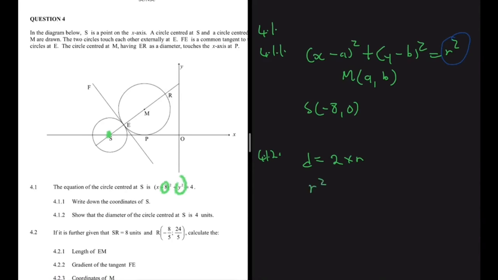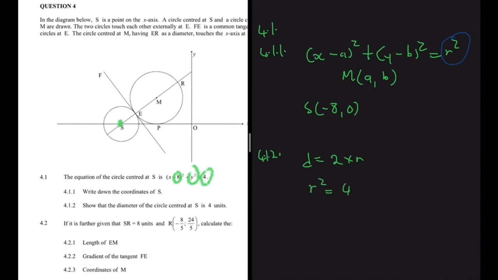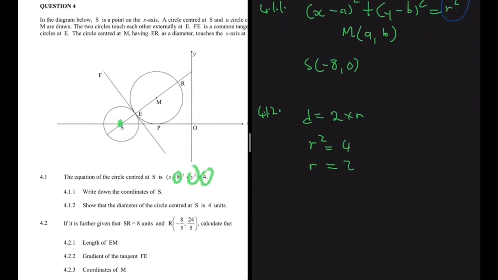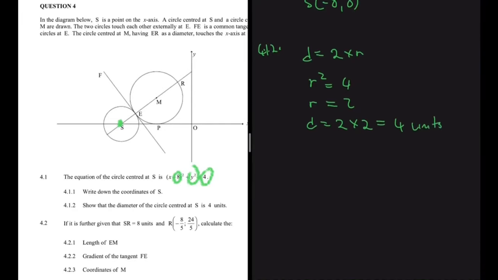So r² is equal to 4. Here it is right here, right? So we say r will be equal to 2. We take square roots on both sides, right? So d, the diameter, will be equal to 2 multiplied by r, which is 2, and this is always equal to 4. So the diameter is equal to 4 units, and that's exactly what we are asked to show. Now let's move to 4.2.